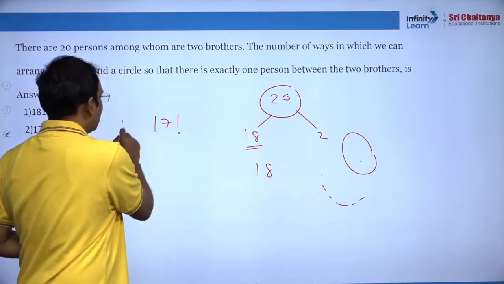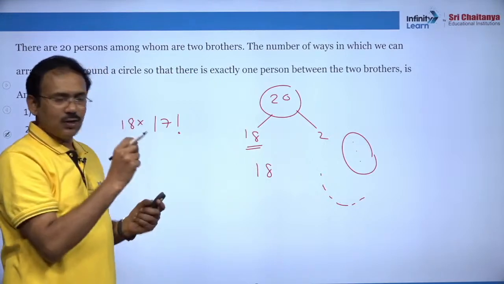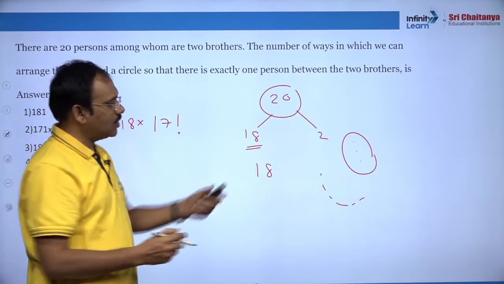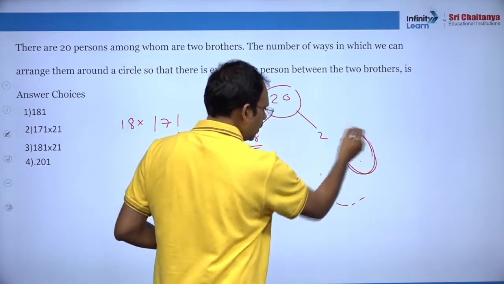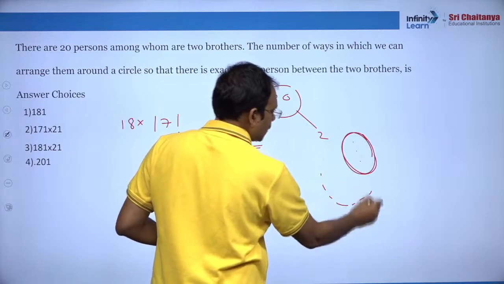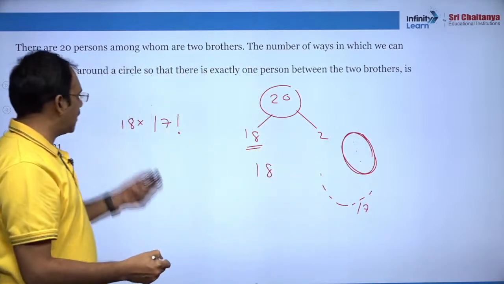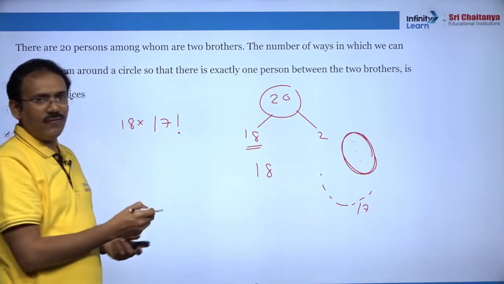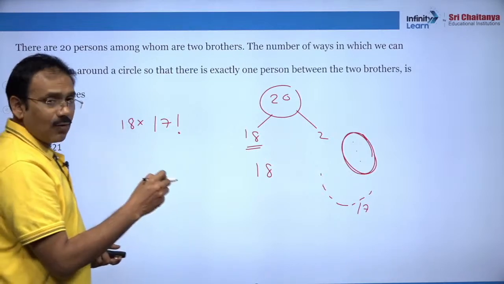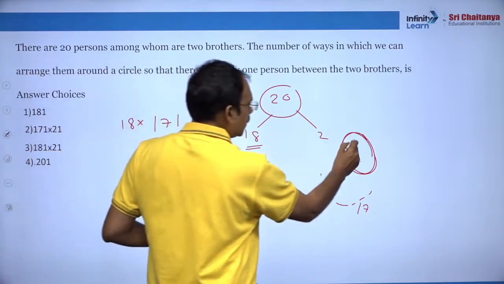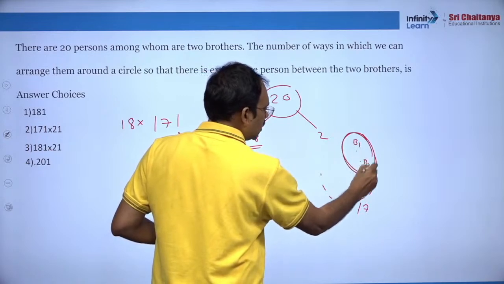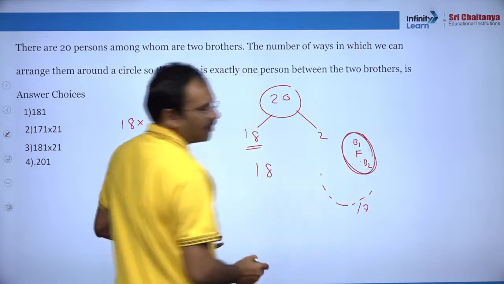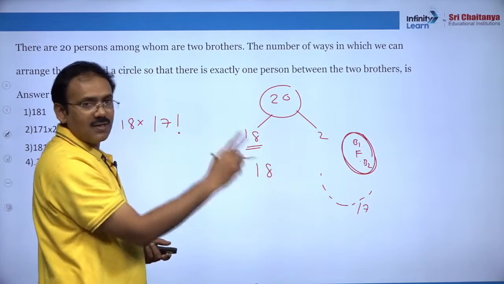Already a person can be selected in 18 ways. So that person and these 2 brothers are grouped, and with 17 other members, altogether 18 things in a circle can be arranged in 17 factorial. Now you have to arrange the group. Here brother 1, brother 2, this fellow must sit in the middle, or B2, B1 this side or this side.